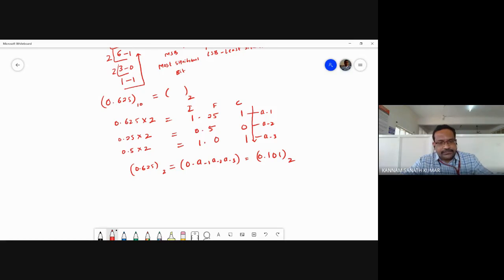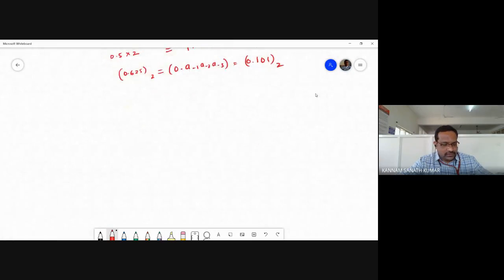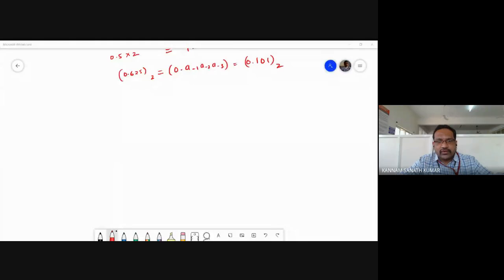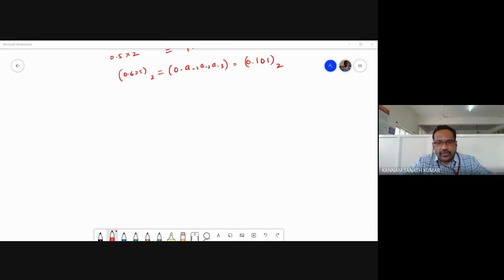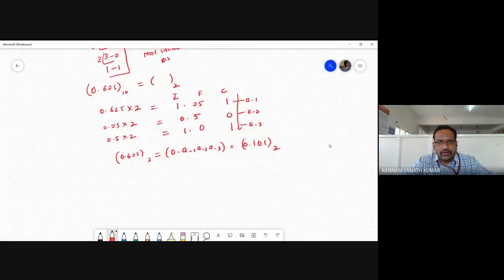Is there any doubt in this, students? So this is the process to convert a decimal to the binary number. Is it okay, students? Any doubt in this? Sir, last point once more you say, sir. Last point.